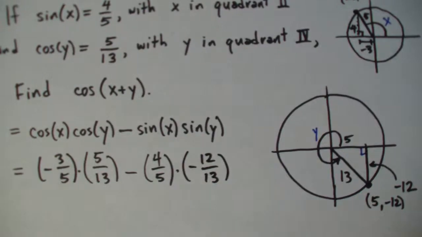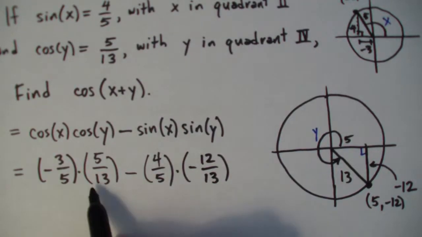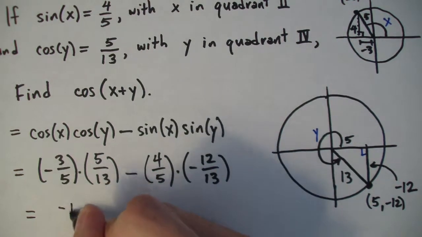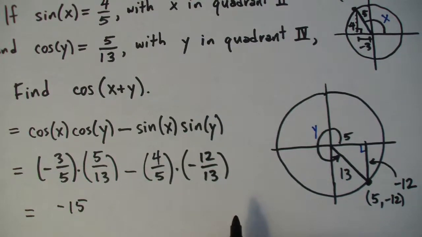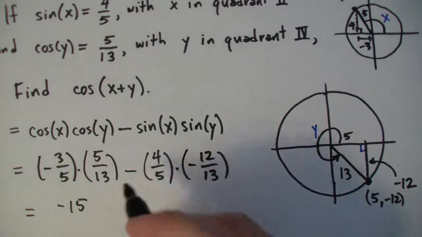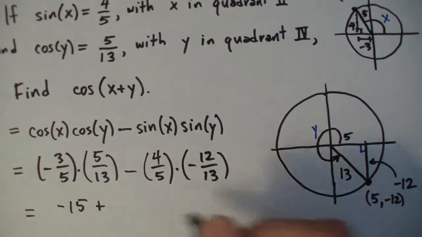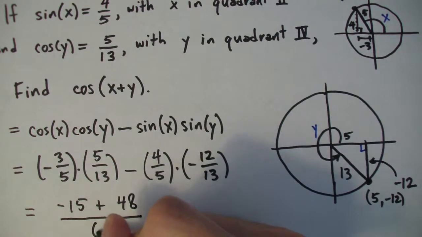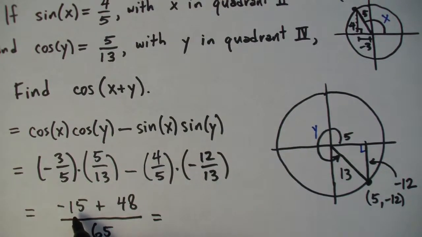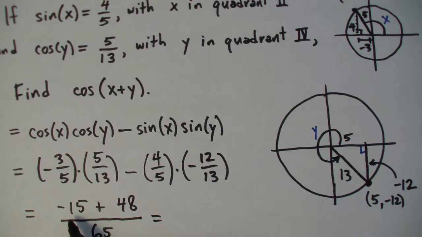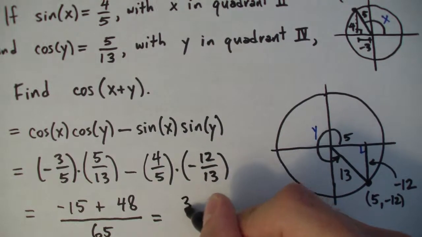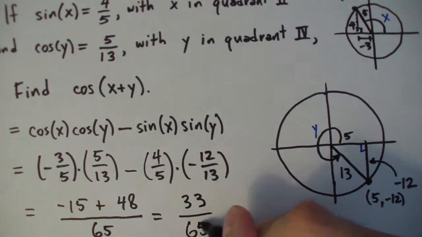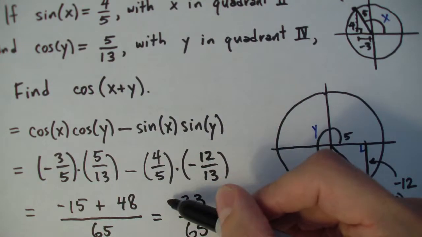We can simplify this. We're going to have a common denominator of 65, and in the numerator, we're going to have minus 15. Minus a minus, so plus 48, all over 65. And that becomes 33 over 65. So that's our answer for cosine of x plus y.